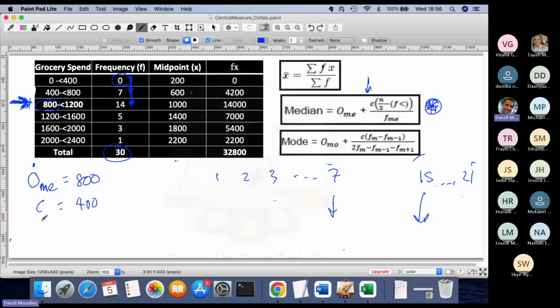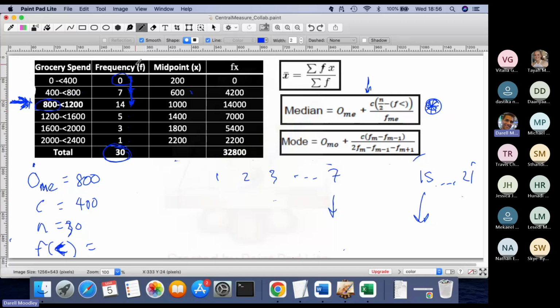Okay, C. Now N, we've shown that earlier, your N is your total frequency, the total, and then you got this symbol here. This is one symbol, it's F bracket less than. It's one thing. What that means is the sum of the frequency for everything before that interval. So I'll mark it in green so you don't get confused. So there's our median interval. It's everything before that, these two. Everything before that, you add up the frequencies. So here it's 7 plus 0, which is 7. That's your f of less than.